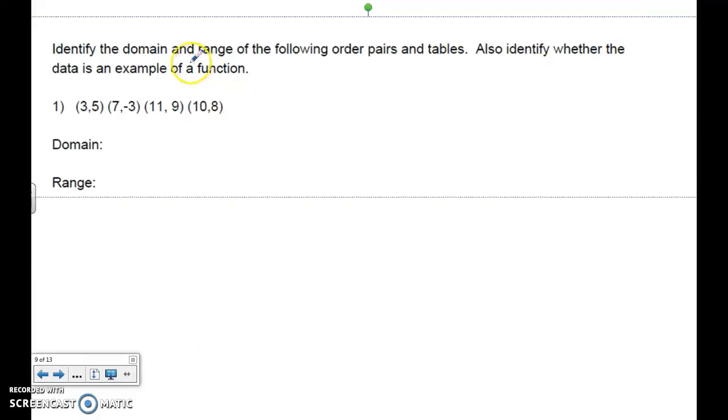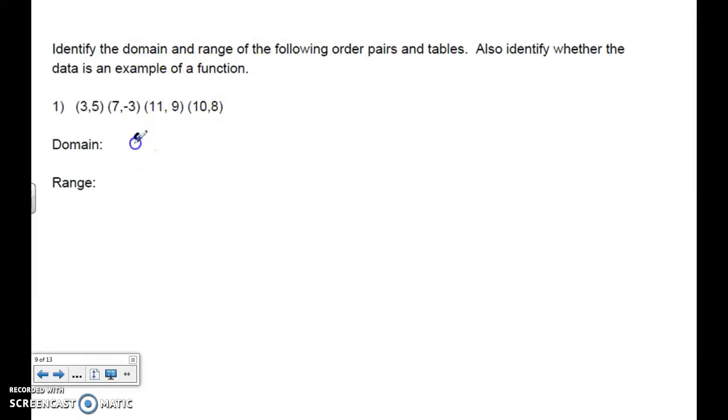So let's identify first what the domain and range is of these ordered pairs or tables. We're going to identify all the x values. What are all my x values here? That's an x, that's an x, that's an x, and that's an x. So 3, 7, 11, and 10 are my domain. The range are all the y values. So I got 5, -3, 9, and 8. That's the range, all the y values.